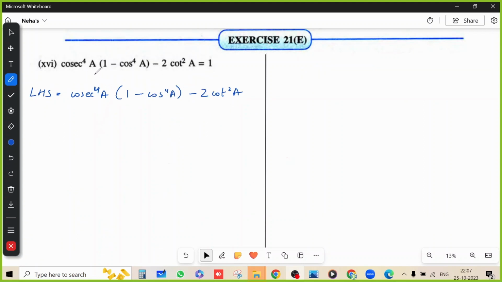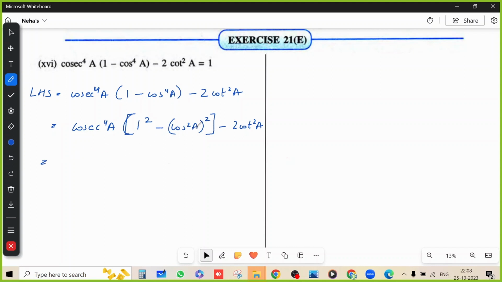The left hand side of the next question is given as cosec raised to 4A into (1 minus cos raised to 4A) minus 2 cot square A. So this can be written as cosec 4A as it is. 1 minus cos raised to 4A can be written as 1 minus (cos square A) whole square. So this has now become a formula of a square minus b square minus 2 cot square A.